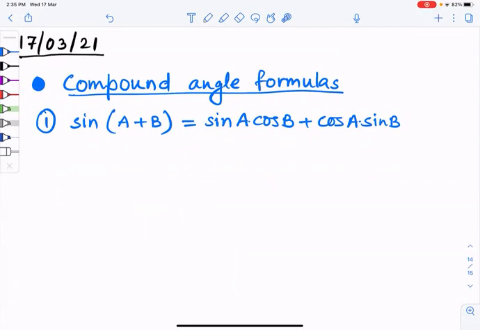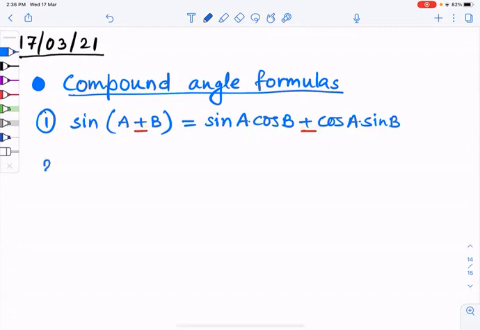So for sine A plus B, we have this formula. Similarly, when I have sine of A minus B, we have a formula with a minus sign, with exactly the same terms. Sine A plus B means sine A cos B plus cos A sine B. And when I have A minus B, then I have sine A cos B minus cos A sine B. So two formulas I have written in one place.